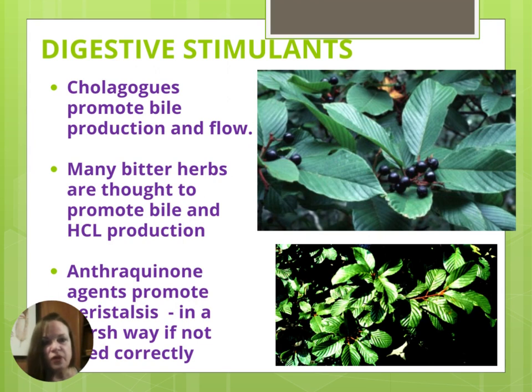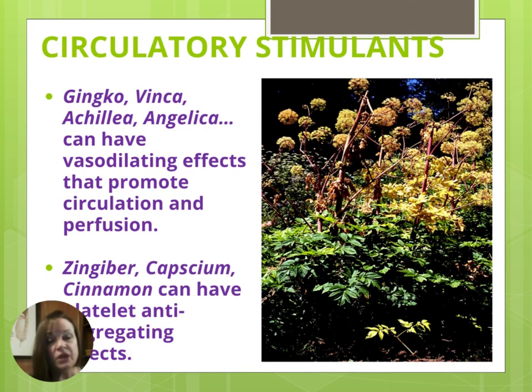Many bitter herbs are thought to promote bile flow and hydrochloric acid production. Anthraquinone glycosides are a rather harsh group of constituents that promote peristalsis in the intestines. And if you don't need them or take too large of a dose, they can create a cramping kind of explosive diarrhea if used incorrectly. So this is a good example of putting just a little bit of a cholagogue or a little bit of an anthraquinone glycoside in a formula for digestive or biliary insufficiency, but not too much. It's a synergist, not the base of a formula.